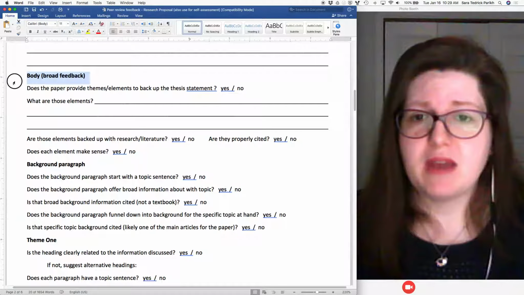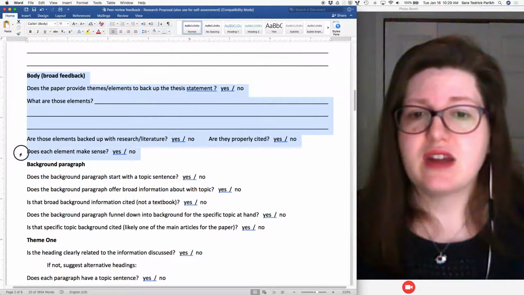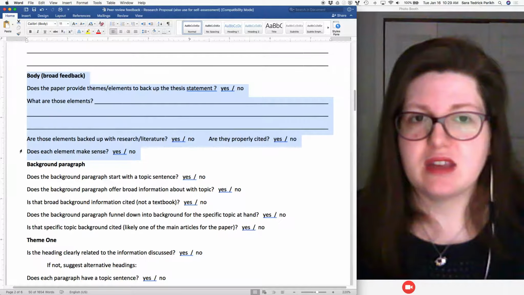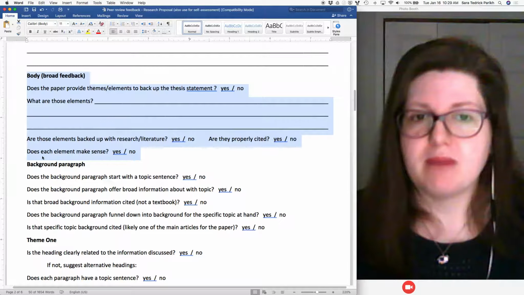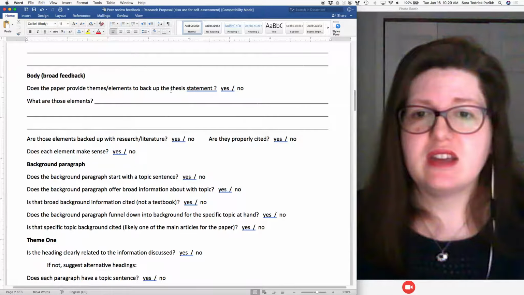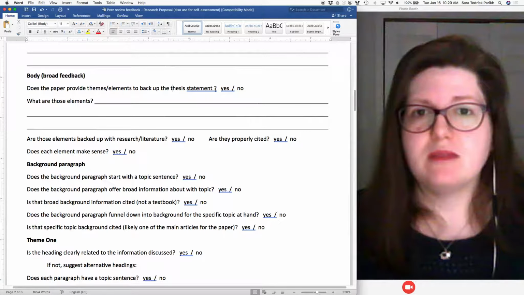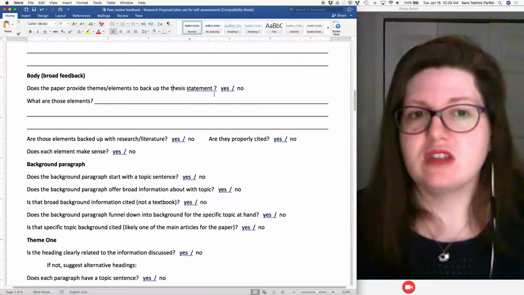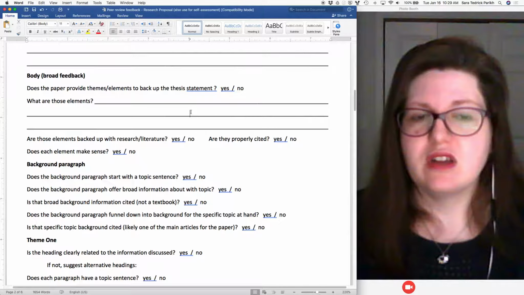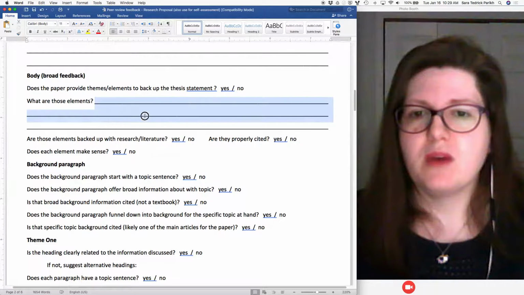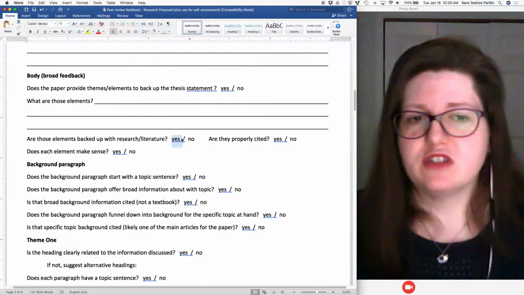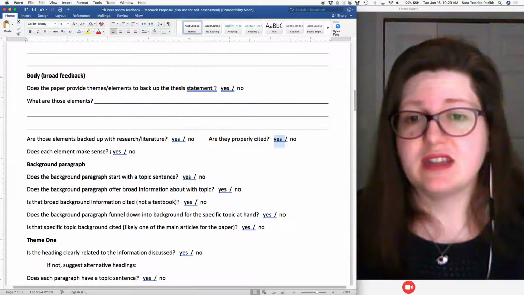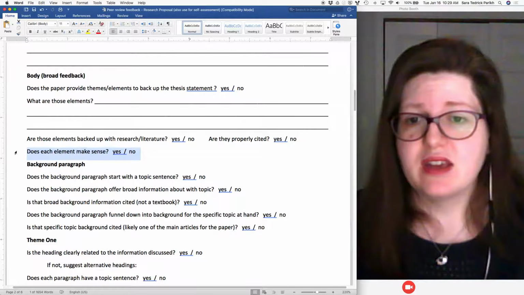The body of your paper. So it's not quite as detailed as, for example, when you gave feedback specifically on the literature, or you will give more feedback later. So basically, in general, does it provide themes or elements to support the thesis statement or the research question? And you say yes or no, and what are those elements? Are those elements backed up with research and literature? Are they cited correctly? And does each element make sense?